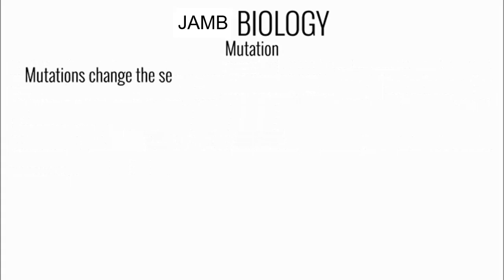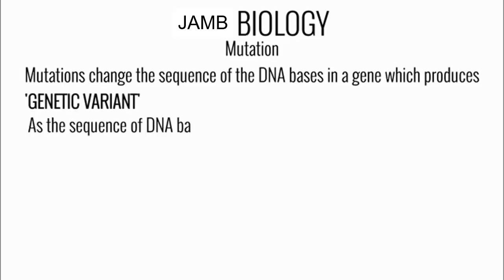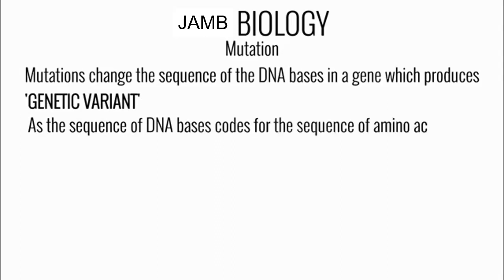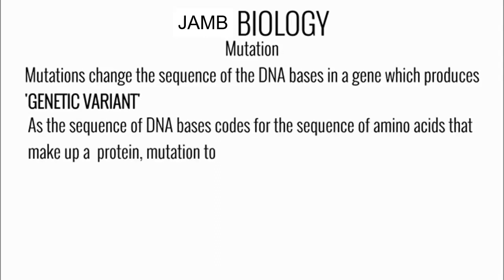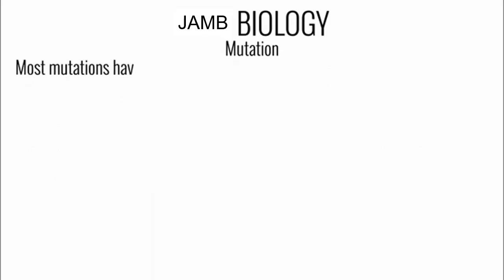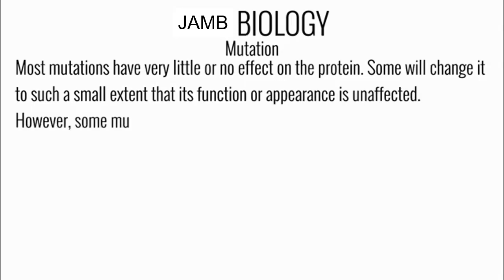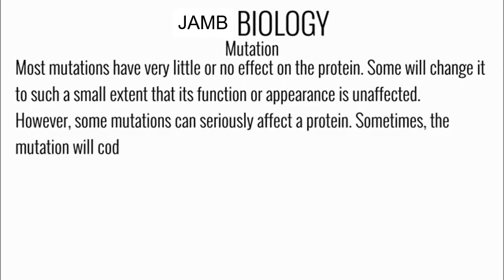Mutations change the sequence of the DNA bases in a gene, which produces a genetic variant. As the sequence of DNA bases codes for the sequence of amino acids that make up a protein, mutations to a gene sometimes lead to changes in the protein that it codes for. Most mutations have very little or no effect on the protein. Some will change it to such a small extent that its function or appearance is unaffected. However, some mutations can seriously affect a protein.